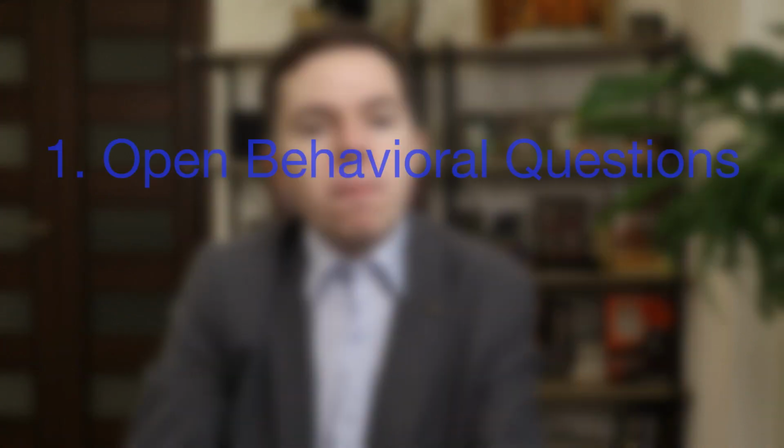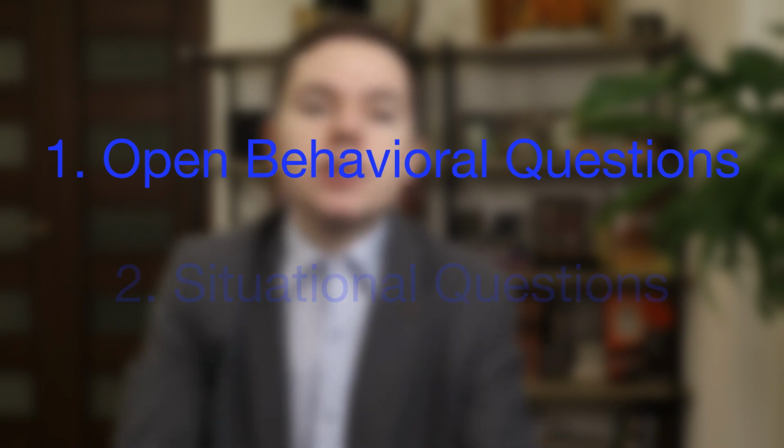By the way, there are two types of these questions: open behavioral questions and situational questions. Common examples of open behavioral questions are to tell about a situation of a difficult task, or a situation where you showed some flexibility or adaptivity, or an example of work in a stressful environment.